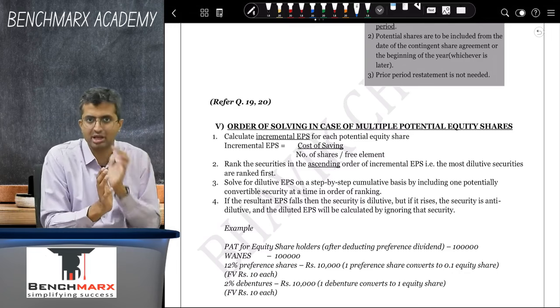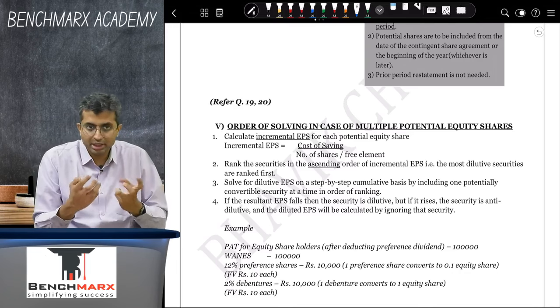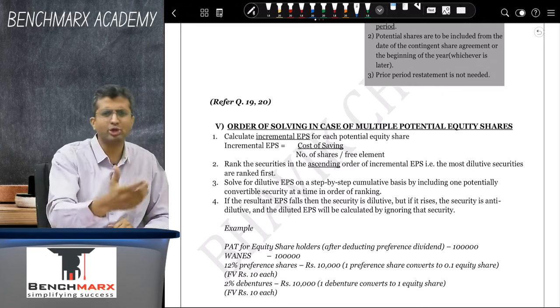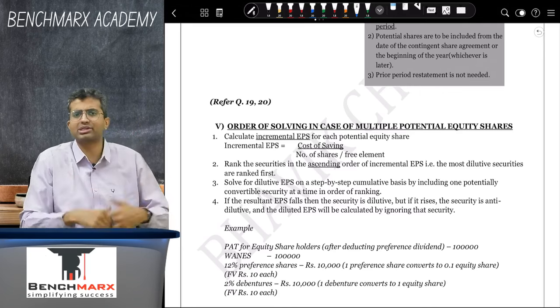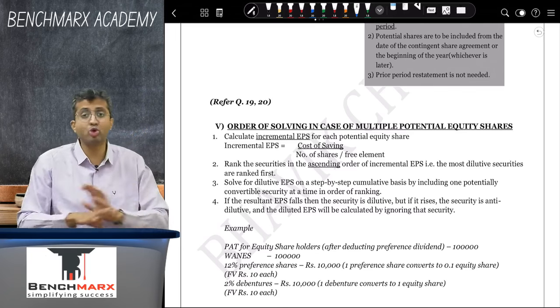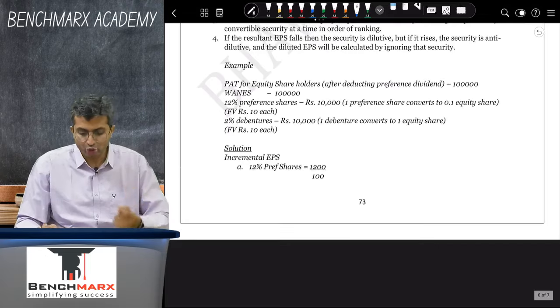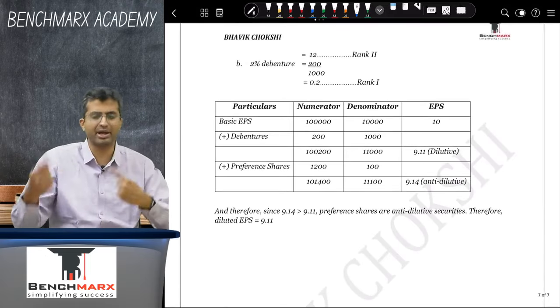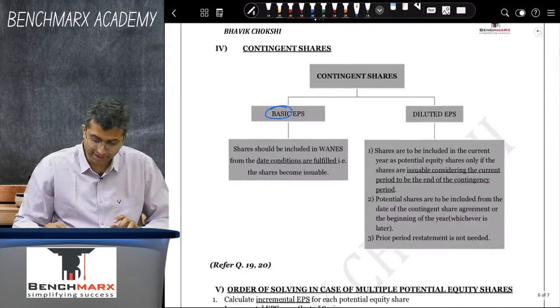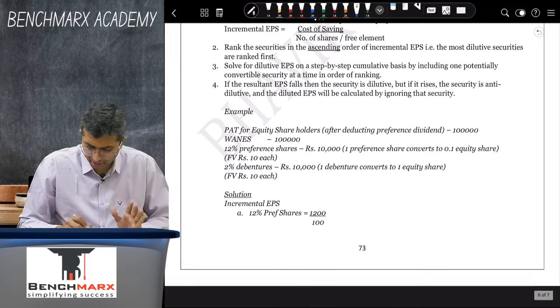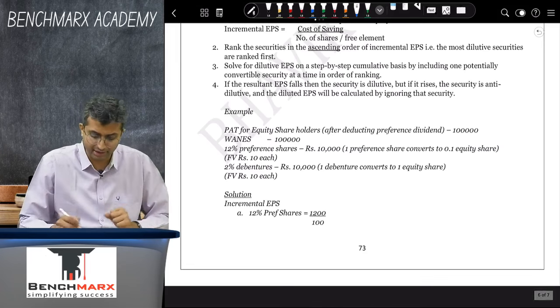So the lowest number is that potential instrument which has the power to dilute the maximum, because it is not giving any particular cost saving. And hence when you calculate the diluted EPS, you don't do it together in one shot, you do it, and we have given an illustration here, you can refer to that, on a step-by-step cumulative basis. So for example, I'm not reading the entire illustration again, but you can pause and refer to the example.